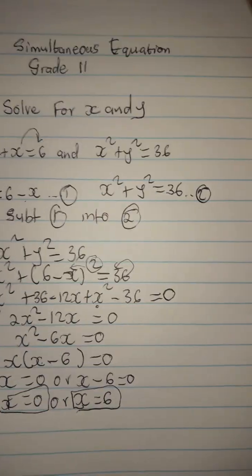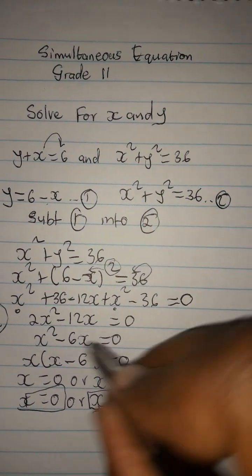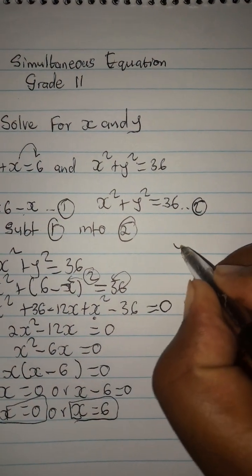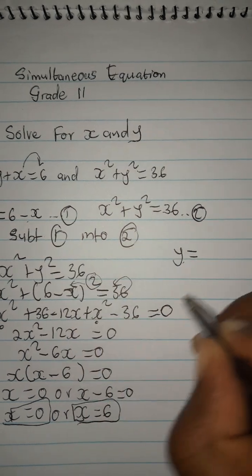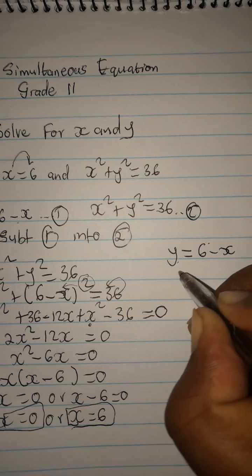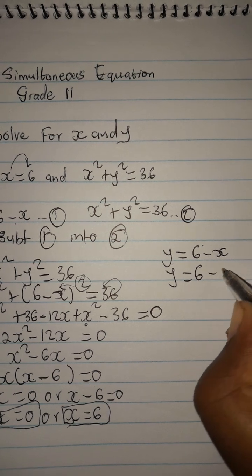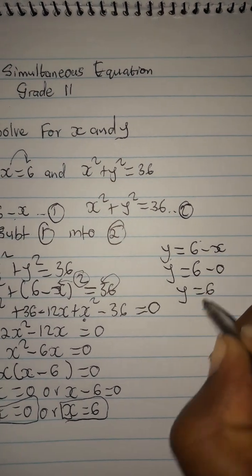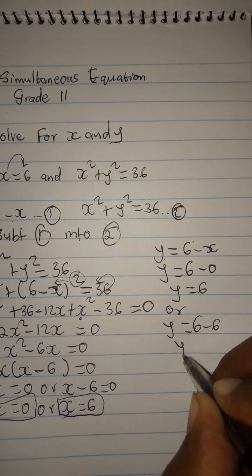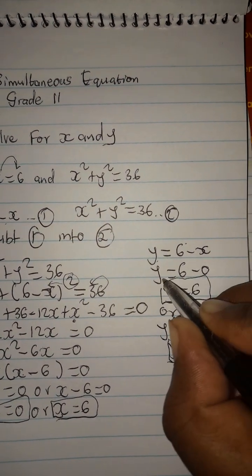So guys, listen, when you are here, the best thing now is to go back to equation 1, or you can go to equation 2. It depends on you. If I go to equation 1, remember I have y equals 6 minus x. Where there is x, I will replace it, starting with 0. 6 minus 0 is 6, or 6 minus 6 is 0. These are our y values.